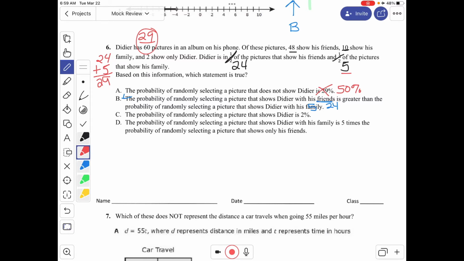C says the probability of randomly selecting a picture that shows Didier is 2%. Well, he was in 24, and he was in 5, and he was in 2 alone. 24 plus 5 plus 2 makes 31. That's 31 out of 60. Again, that's pretty close to 50%, not 2%.